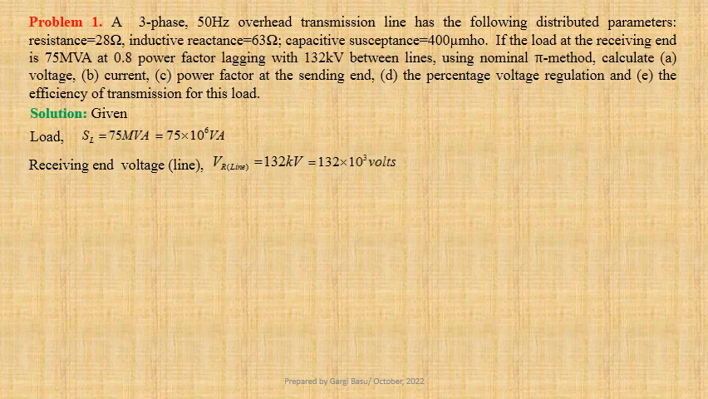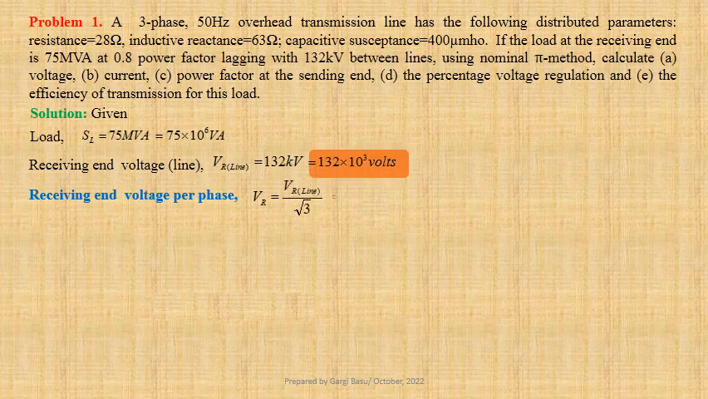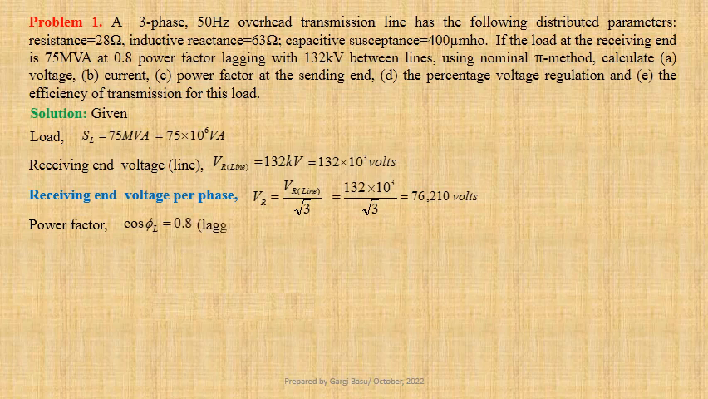For star connected system, receiving end voltage per phase VR equals VR line divided by root 3, that is equal to 132 into 10 to the power 3 divided by root 3, that gives us 76,210 volts. Given load power factor cos phi L equals 0.8 lagging.